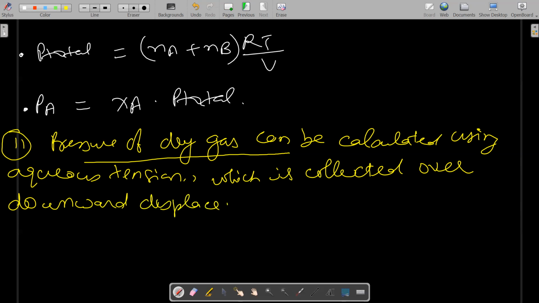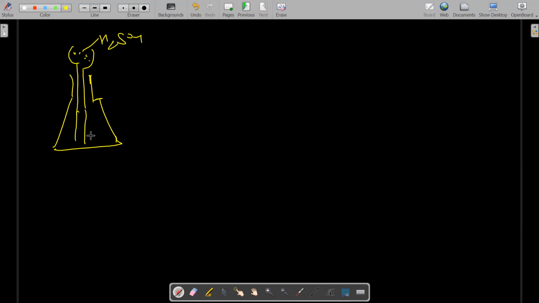What is the meaning of this? You have read in class 10th even also. Just let me draw that. This is a container, suppose a flask, and this is a thistle funnel in which sulfuric acid, H2SO4, is there. Here you are taking the zinc granules. So what happens? The H2 gas is released, and this H2 gas is collected. I'm just drawing a very rough diagram.